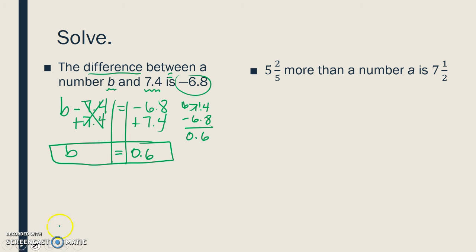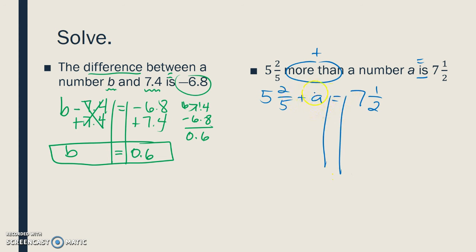Here we have 5 2/5 more than a number a is 7.5. So more than there is going to be addition. So we have 5 2/5 plus a equals 7 1/2. So here there's addition happening, so we're going to subtract 5 2/5 from both sides. 5 2/5 on the left side cancel out. We're left with a equals.